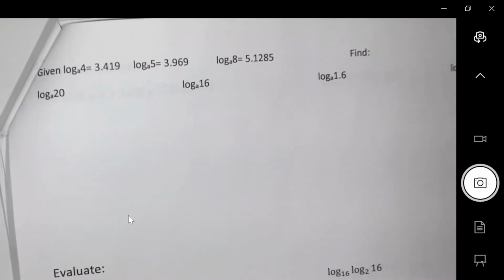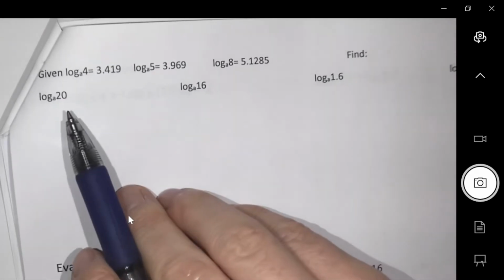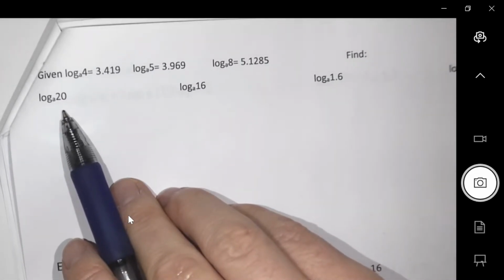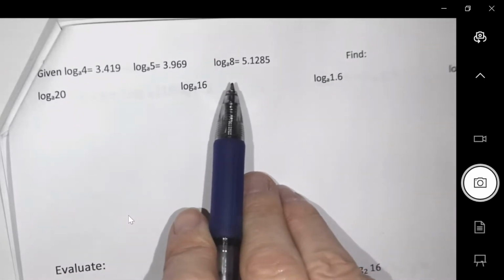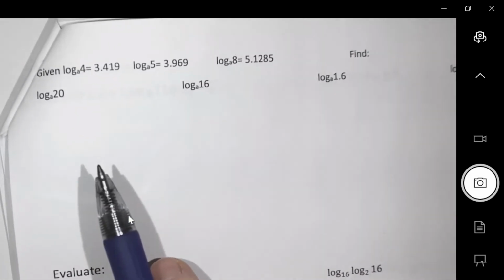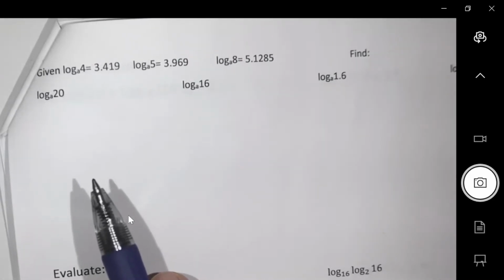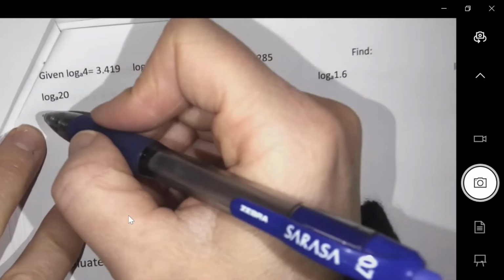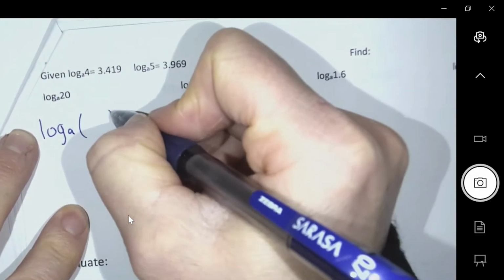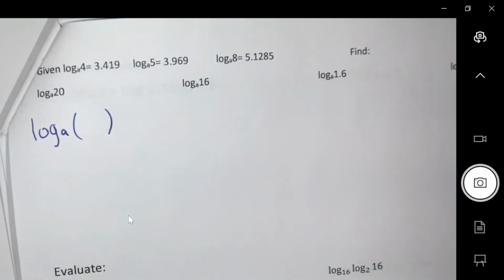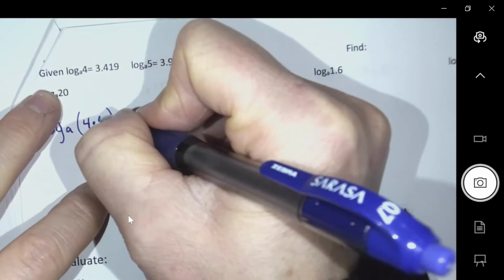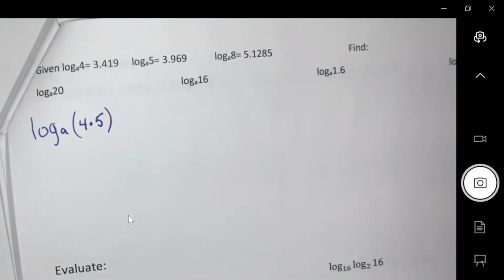How do I get a 20? I'm allowed to use the numbers 4, 5, 8. I'm allowed to use multiplying, dividing, and exponents. So how can I get to 20 using a 4, a 5, or an 8, and I can only multiply something, divide something, or exponent something? Do you have a combo that can get me 20? 4 times 5 is the same thing as a 20, right?